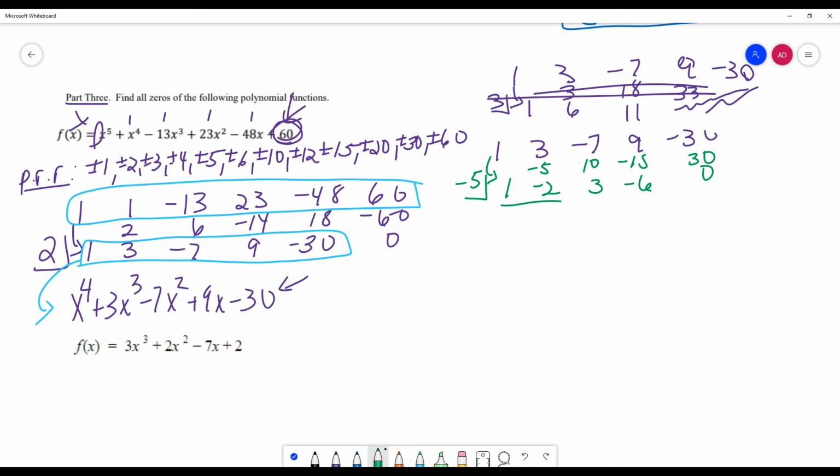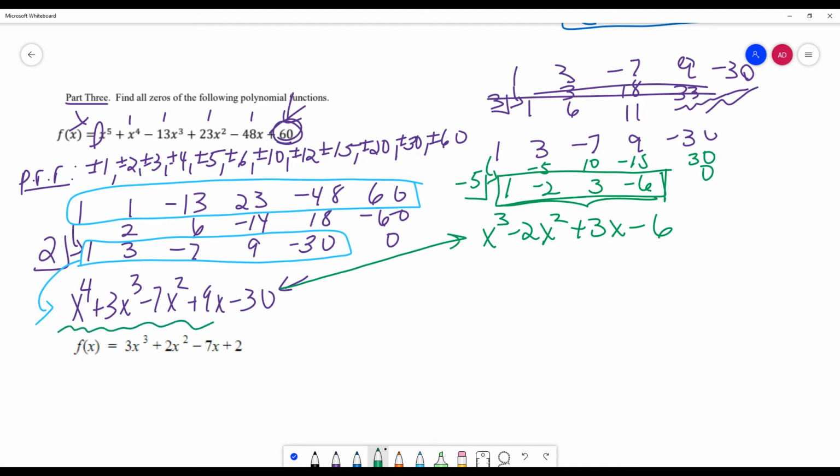All right. So that's going to leave me with x cubed minus 2x squared plus 3x minus 6, because now these are the coefficients of my new depressed equation. Remember, the depressed equation came from a degree of 4, so of course I had to have a degree of 3. Now, this is that factoring by grouping thing. So if I factor out an x squared, I'm left with x minus 2. Over here, if I factor out a 3, I'm left with an x minus 2.